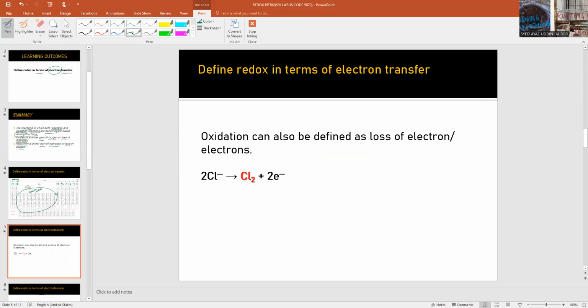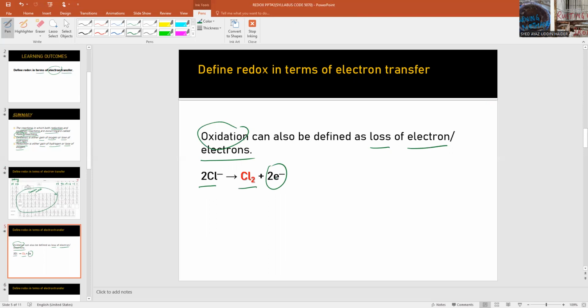This is another definition of oxidation. Oxidation can also be defined as loss of electron or electrons. Look at the equation. 2Cl- gives Cl2 and electrons are released. 2 electrons are lost. Here Cl- is undergoing oxidation by loss of electrons.